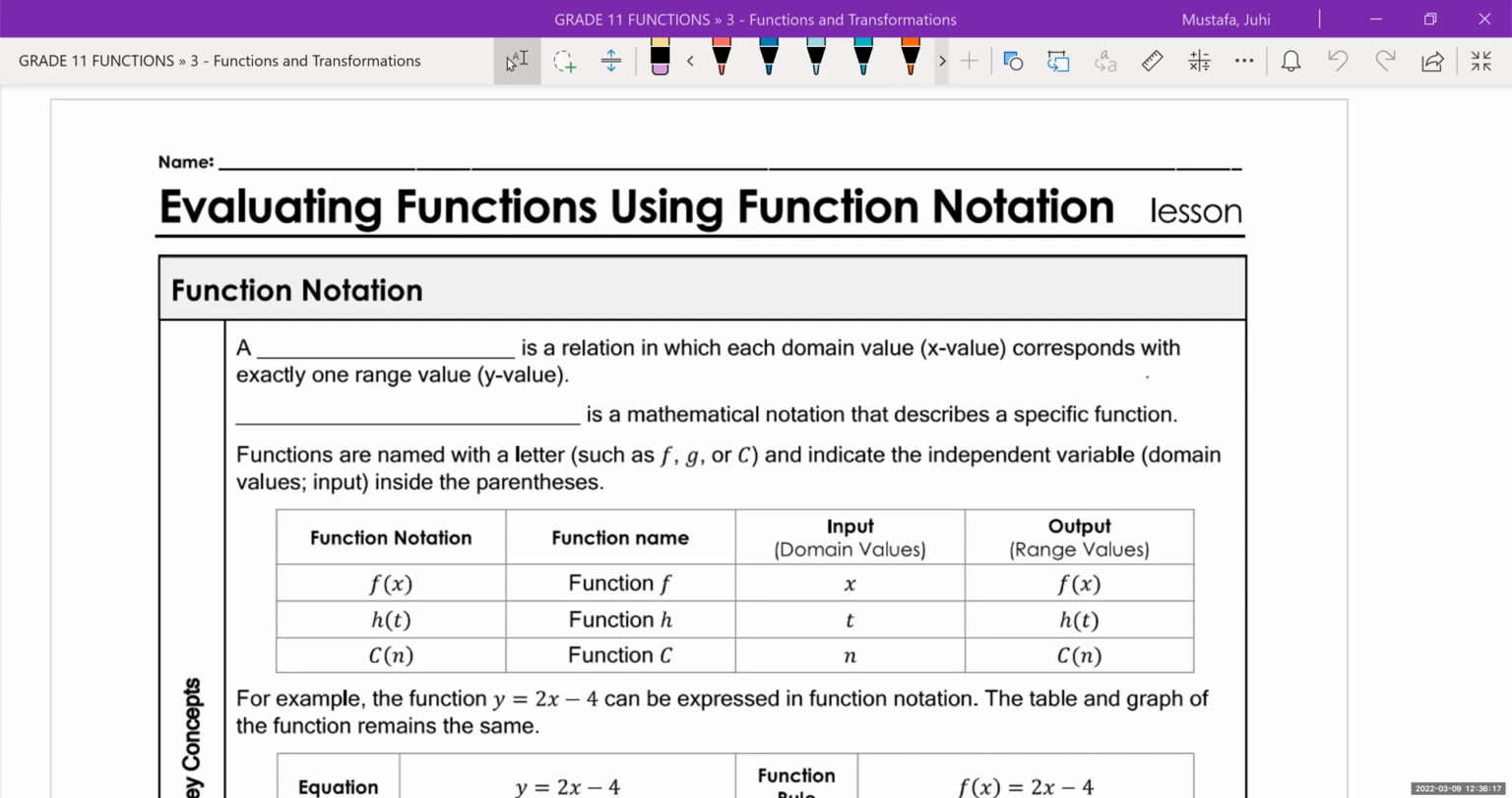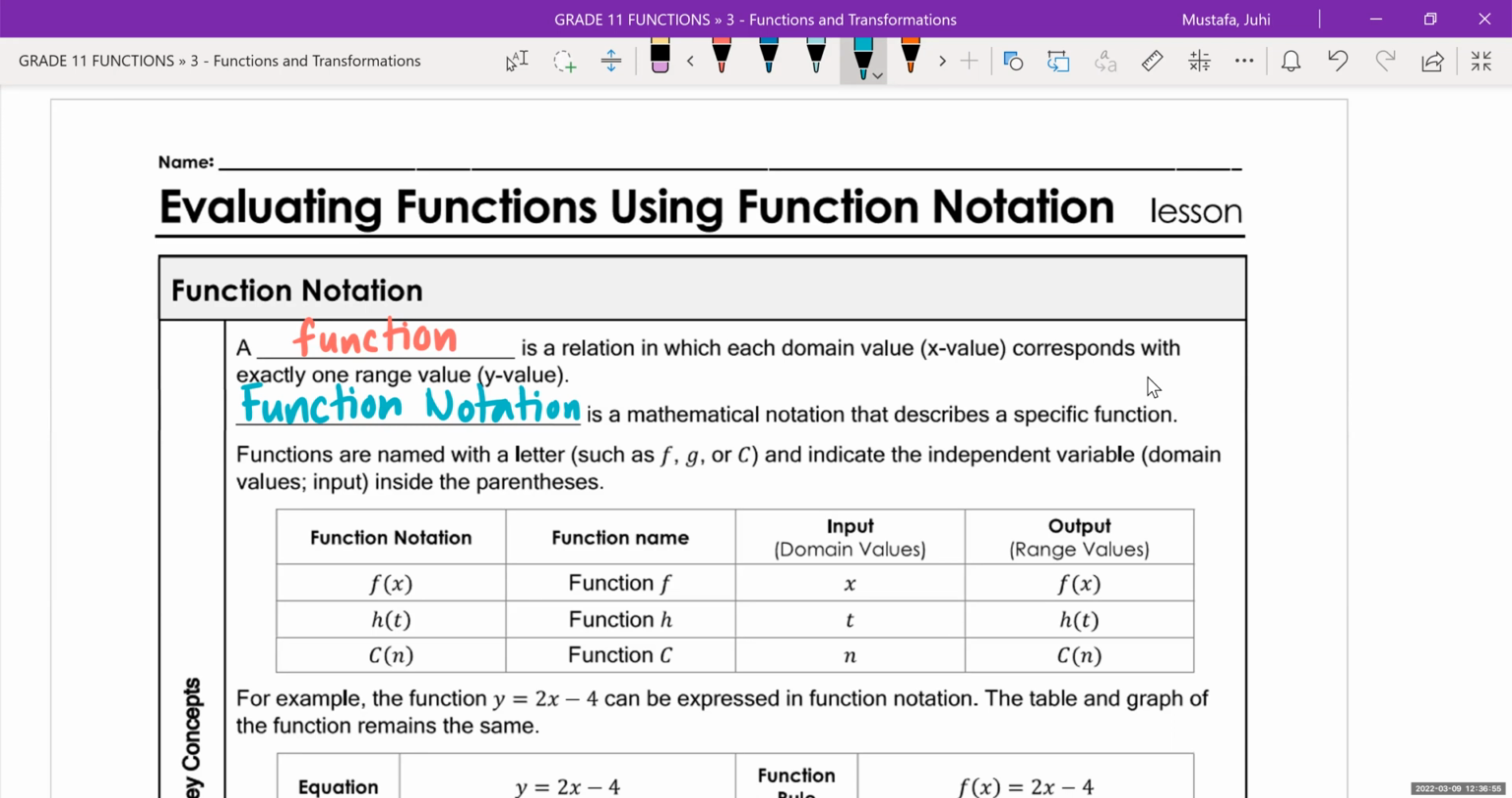So right along with me, a function is a relation in which each x value has exactly one y value. And then today's class, we're learning function notation. It is a mathematical notation that describes a specific function. So really, all of the math we're doing today is not new. You've learned the math before. We're just learning a new way to write the things that we used to write before.